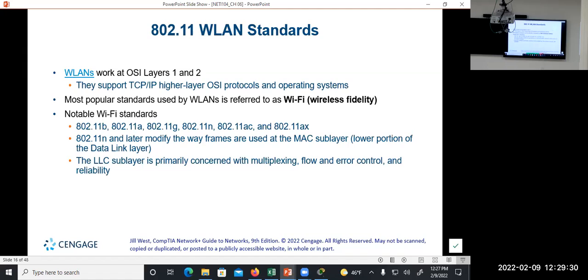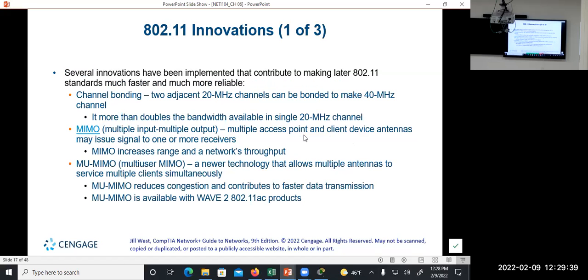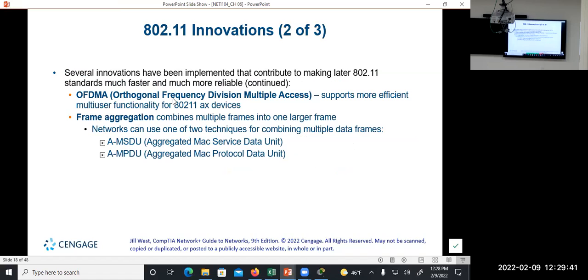Okay, so we have some definitions, right? You have the word and you have some standards here, 802.11g and ac and ax also. And you have the MIMO, and we have some of the innovations that have been implemented that contribute to the later 802.11 standards. Some of them, we have the orthogonal frequency division multiplexing that supports more multi-user here in the ax standard.